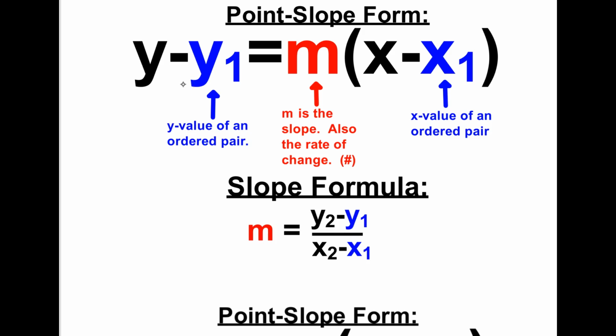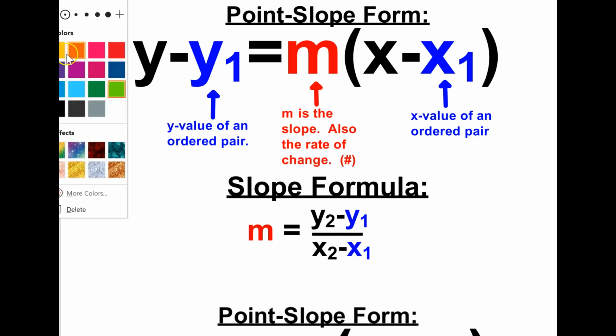Okay, as I was saying, y minus y sub 1 is equal to m times x minus x sub 1. This looks very much like what? The slope formula. The slope formula is m is equal to y sub 2 minus y sub 1 over x sub 2 minus x sub 1. So what I'm going to do, I'm going to transform the slope formula.